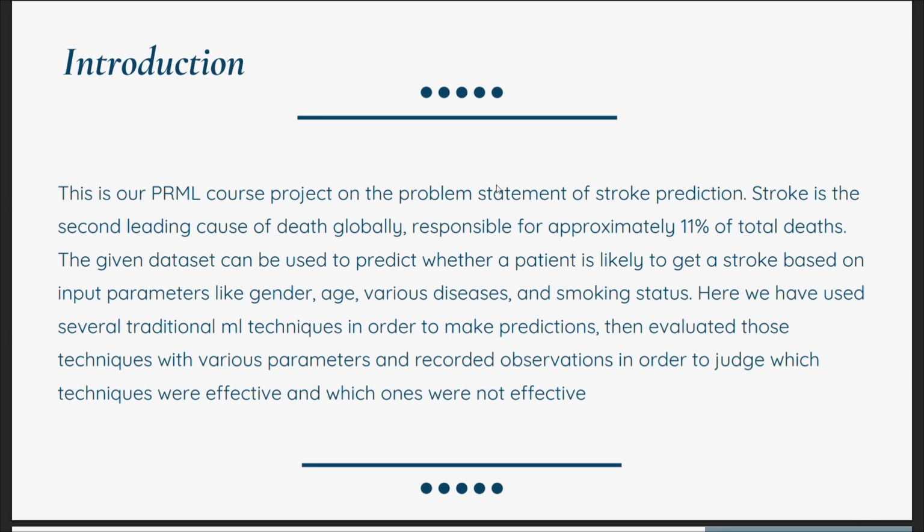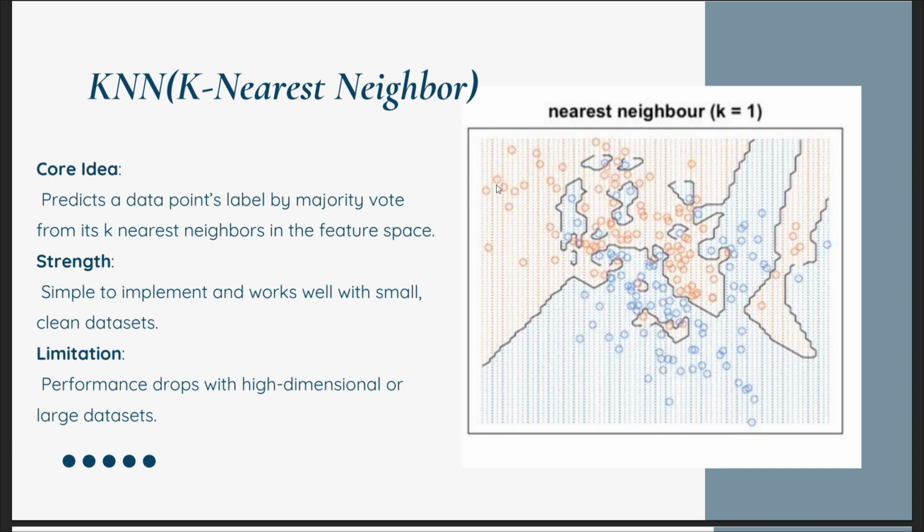So in our introduction, the problem statement was stroke prediction. Stroke is the second leading cause of death globally. It is responsible for approximately 11% of total deaths. In our dataset, it was given whether a patient is likely to face a stroke, based on different parameters like gender, age, various diseases and smoking status, yes or no. We have evaluated different ML techniques with various parameters and recorded the observations in order to judge which technique is more effective and which is not.